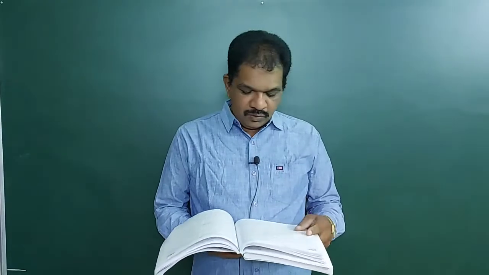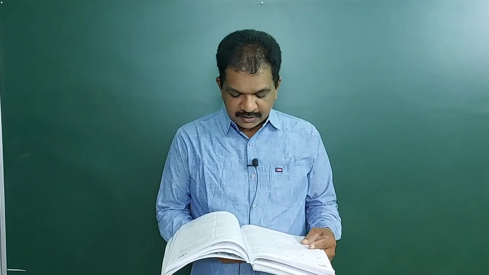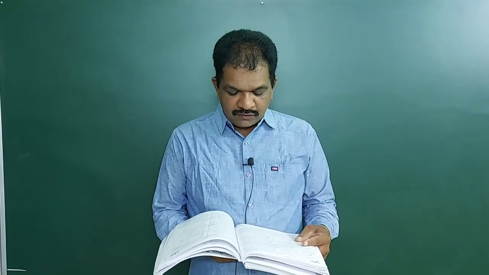So 16, what they are asking: light of two different frequencies whose photons have energies 1 electron volt and 2.5 electron volt respectively illuminate a metallic surface whose work function is 0.5 electron volt successively. Ratio of maximum speeds of the emitted electrons is asked.